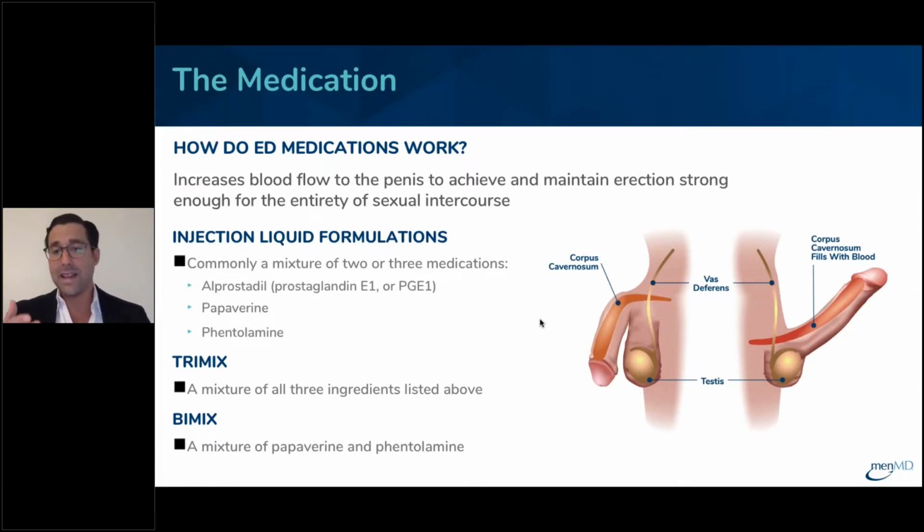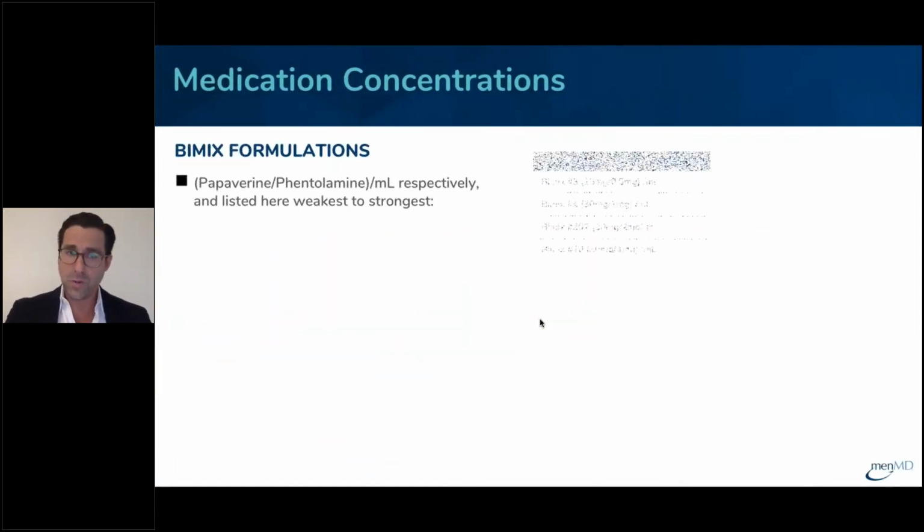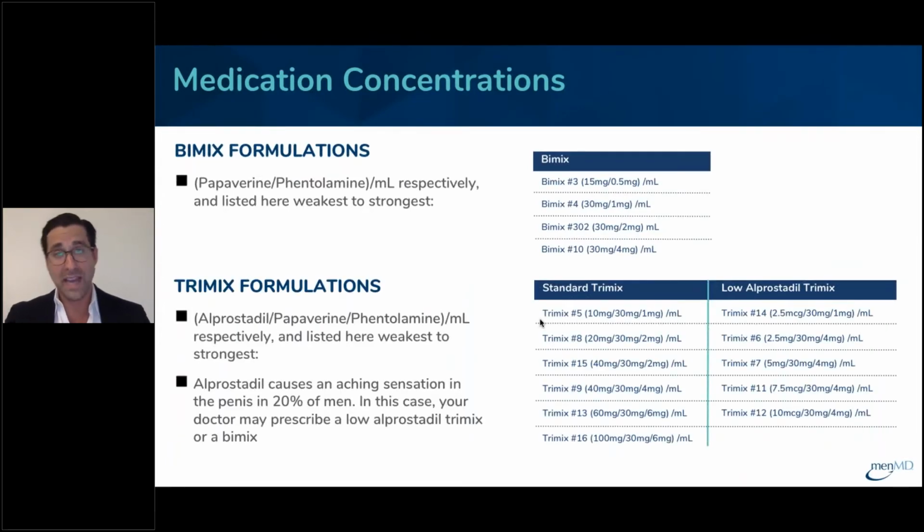So these injections are usually a combination of different medications. There are 3 medications in particular: prostaglandin, papaverine, and phentolamine. You have 2 types of mixtures: bimix, which is a combination of papaverine and phentolamine; trimix, which is a combination of all 3: prostaglandin, papaverine, and phentolamine. That's incredibly important to understand, because these mixtures are what make these medications not only so efficacious, but very tolerable. The bimix, like I said, is papaverine and phentolamine. You can see on one side of the screen the different mixtures, and really this is where the art form comes into play.